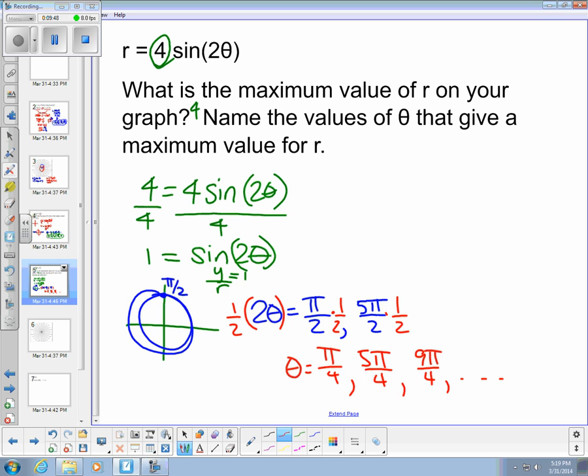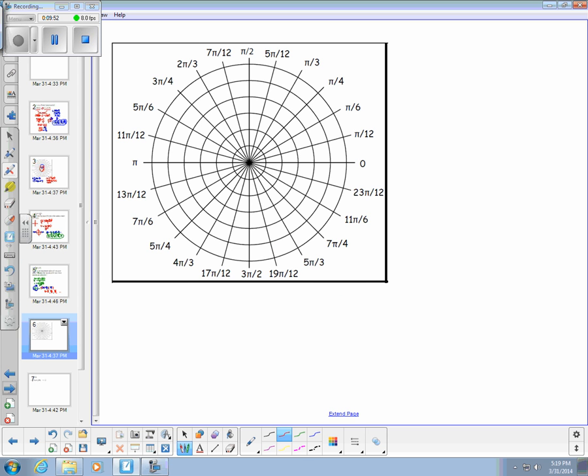Now remember what this looks like. So we can kind of sketch the curve. We know the petals begin and end. I'm going to put in the maximums, pi over 4 and 5 pi over 4.